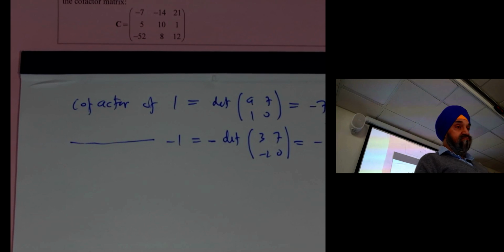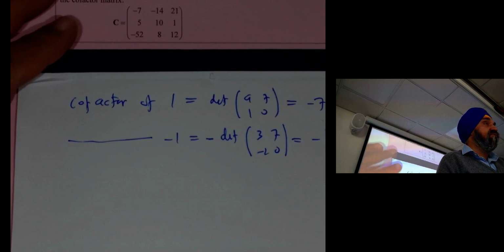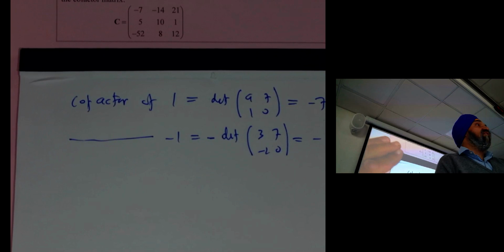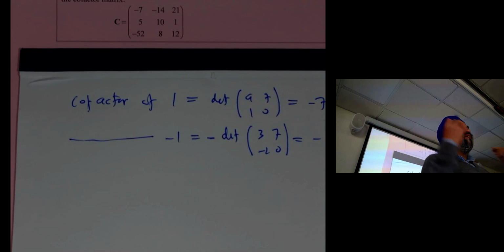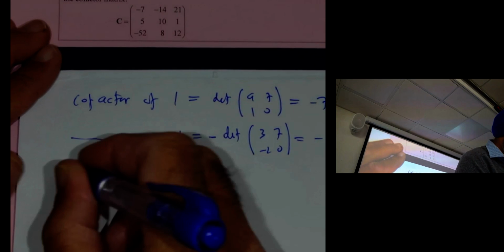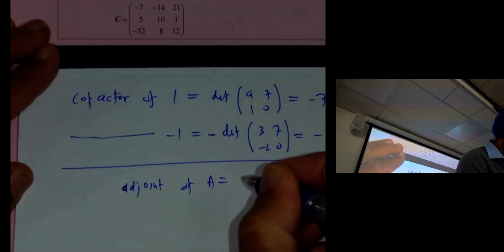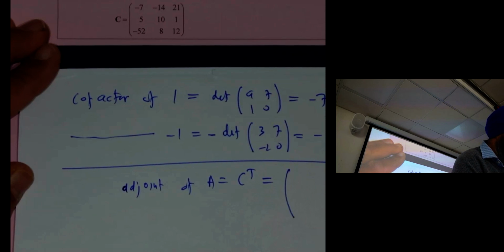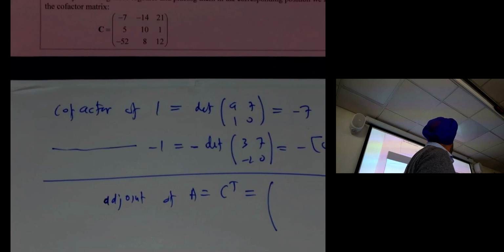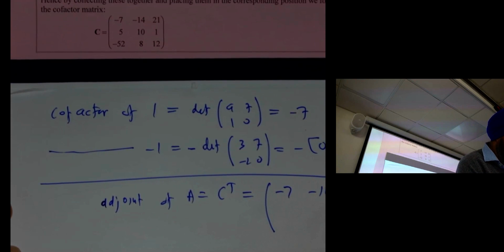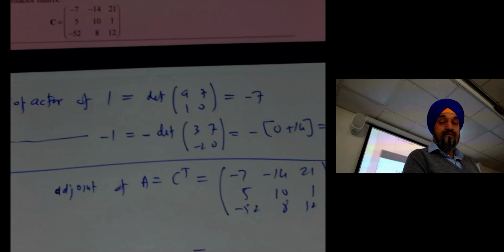In order to find the inverse, what you really want is to find the adjoint of this matrix. The adjoint is simple. The cofactor matrix is a bit tedious. The adjoint is just the transpose of that matrix. The adjoint of A is equal to C transpose. If we transpose minus 7, minus 14, 21, 5, 10, 1, minus 52, 8, 12, what do we get?